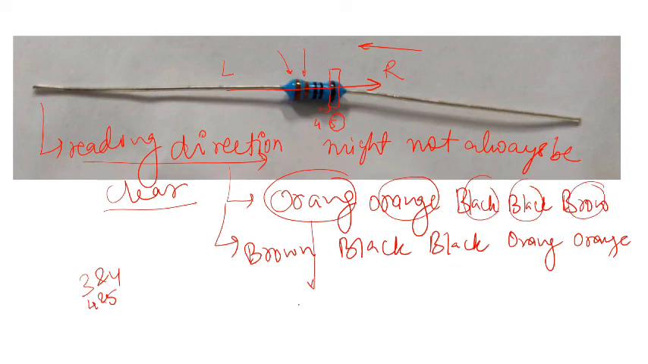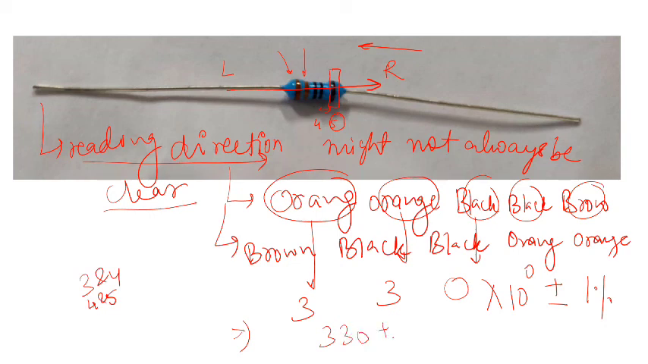Corresponding to orange, I have 3. Again corresponding to orange, I have 3. Corresponding to black, I have 0. Again corresponding to black, I have a multiplier which is 10 to the power 0. And for brown, I have a tolerance of plus minus 1%. So the correct value of this carbon resistor would be 330 ohm plus minus 1%.